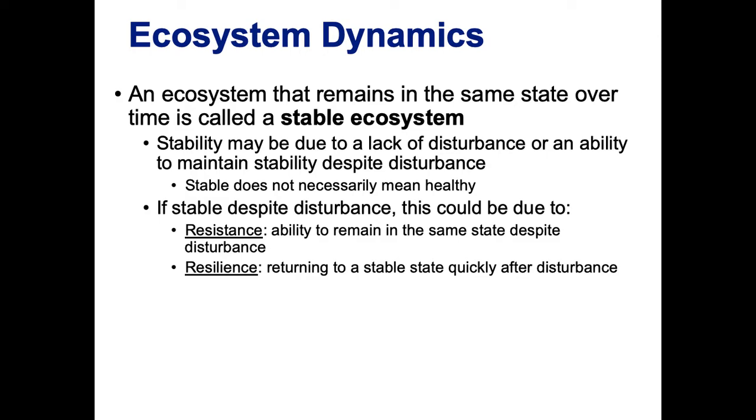If it's stable despite disturbance, this could be due to resistance, which is the ability to remain in the same state despite a disturbance, and resilience is the ability to return back to the same state quickly after a disturbance. So an example of resilience might be a grassland and a fire sweeps through and burns up all the grass. But if the grass regrows quickly after the fire, which often happens, then we would say that that's a pretty resilient ecosystem to the disturbance of fire.